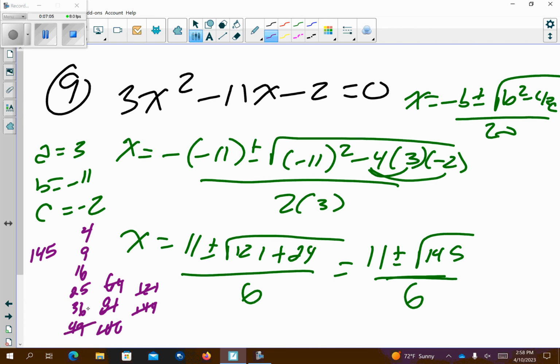36 times 5, 36 times 7 maybe? No, that's not going to work. 25 is not going to work. 16 times 9? No, that's not going to work. I think that might be our overall answer. I don't think we can go much further.